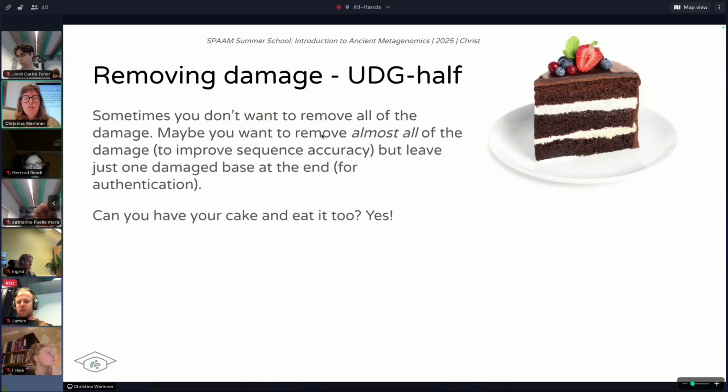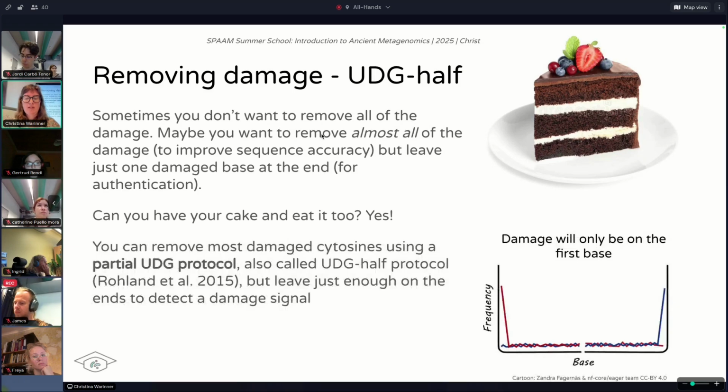Can you have your cake and eat it too? Can you remove some of the damage, but not all of it, so that you can still see a little bit of it, but maybe not have it extend so far into your molecule, because that can make it really hard to be confident in your genotyping? And the answer is yes. So a new technique has been developed called partial UDG treatment or UDG half treatment. And in this case, it leaves damage only on the outermost base. So then you can very easily ignore the last base, but you can still see the damage to authenticate it, and you can clip that off for your analyses so you can be really confident in your genotyping.